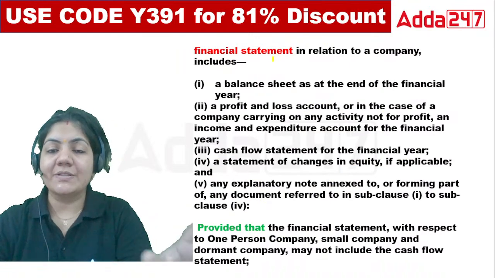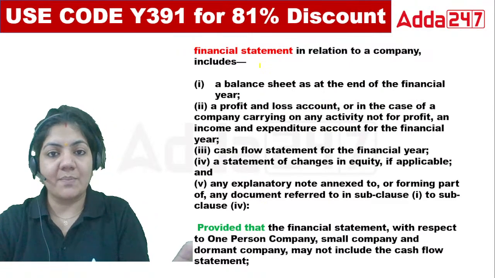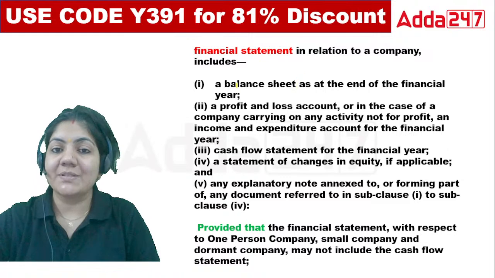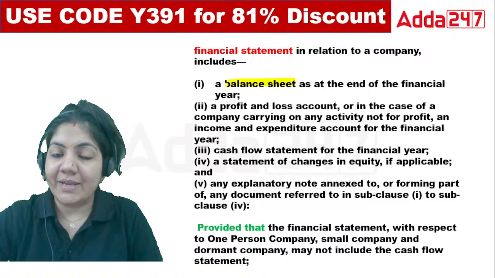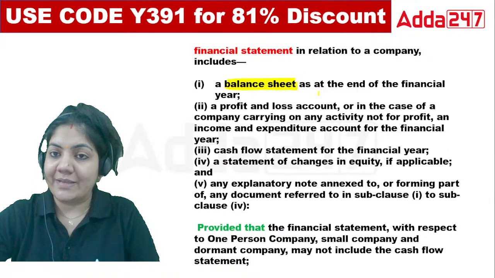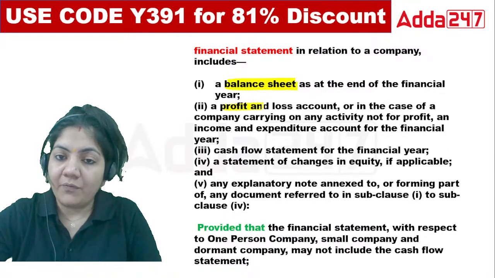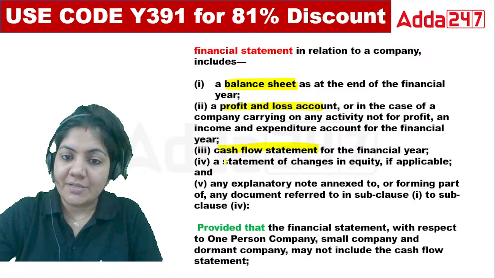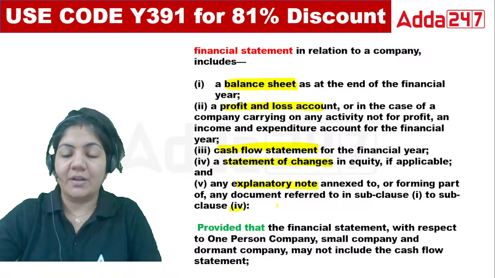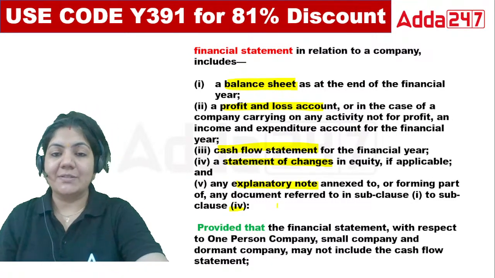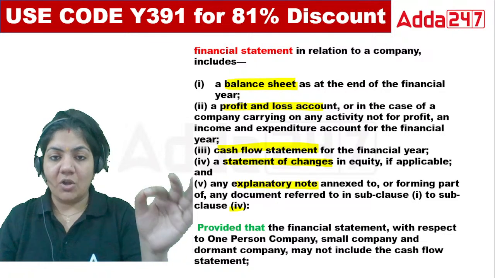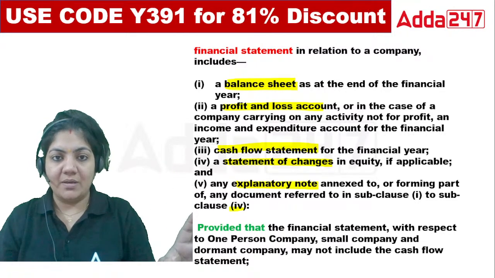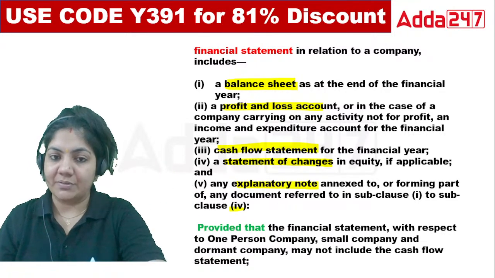What is financial statement in relation to the company? Financial statement is basically the balance sheet that every company has to prepare at the end of the financial year, the profit and loss account, the cash flow statement of the financial year, the statement of changes in equity, and any explanatory note or any document that is referred under this section. So financial statement is basically the document shown by the company in relation to the finance sector. That's it.